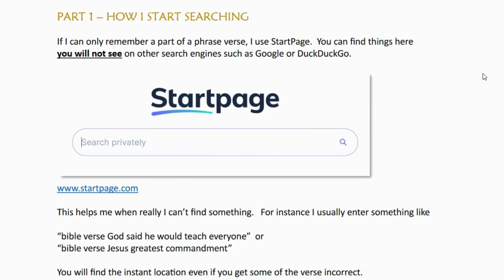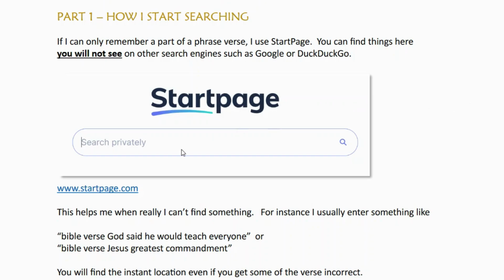Okay, so the first thing I want to talk about is how I start searching. If I can only remember a part of a phrase, then I use Start Page. You can find things here you will not see on other search engines such as Google or DuckDuckGo. We have proved it to ourselves in our study group. At first someone didn't believe me, and now everyone does. They've proved it to themselves.